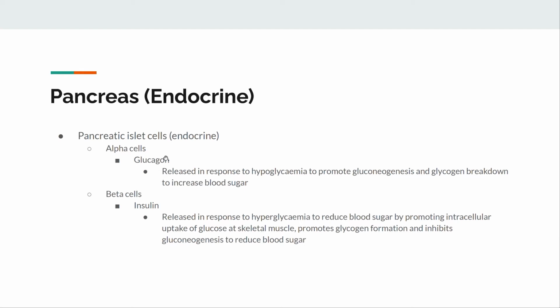Glucagon, alpha, done. Glucagon gets released when your blood sugar is low, and it promotes gluconeogenesis in the liver, glycogen breakdown in the liver and the skeletal muscles, all with the goal of increasing blood sugar.